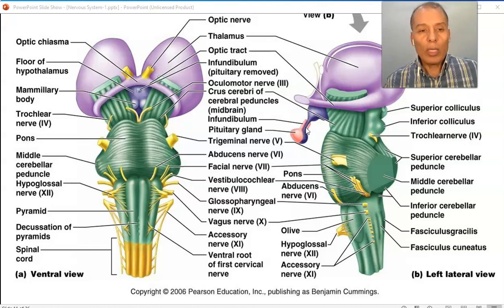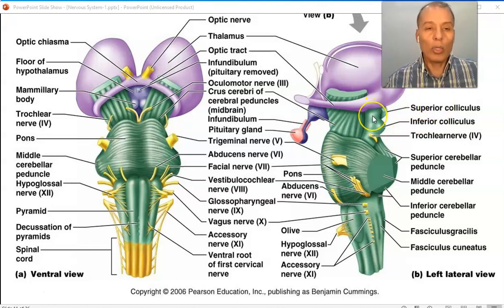Now here's again an anterior view of the brainstem: the medulla oblongata, then the pons, and then the midbrain. This is the lateral view. You can see on the back the inferior colliculus and the superior colliculus on the midbrain. One controls hearing, or processing auditory signals. The other, the superior, integrates visual and motor signals.